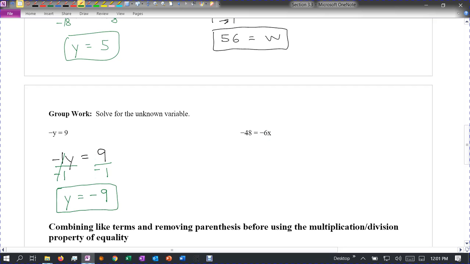Same thing on this one. I have a negative 6x, so I'm going to divide by negative 6, divide by negative 6, and that's going to give me 48 divided by 6 gives me 8. And then over here, these negative 6's are going to reduce out, and so you just get x over there.